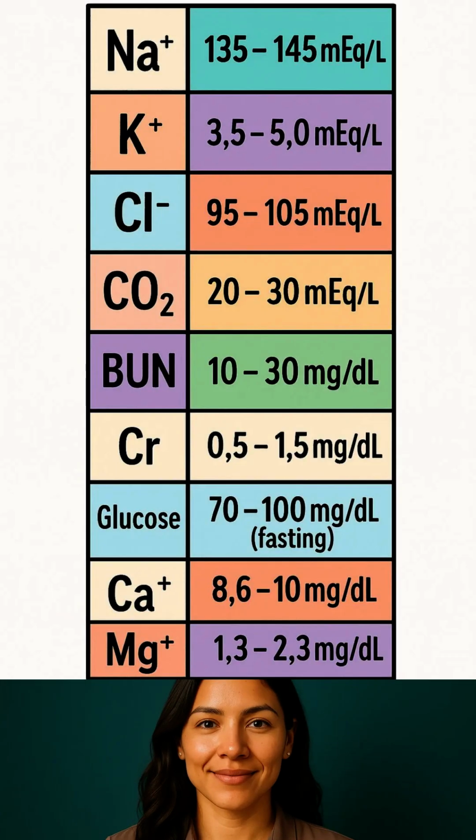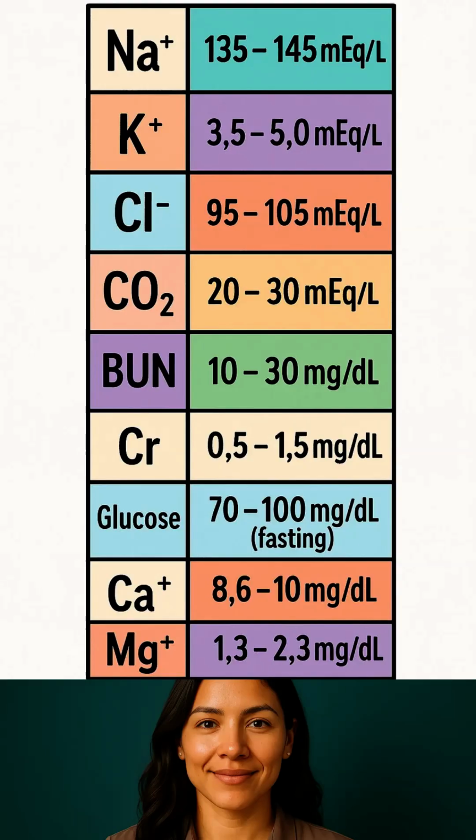Let's review the critical electrolyte normal ranges you'll need to know for the NCLEX. These values are essential for patient assessment. Sodium, 140-145. Potassium, 3.5-5. Calcium, 8.5-10 mg per dL. Magnesium, 1.5-2.5. Chloride, 98-108. Phosphate, 2.5 to 4.5 milligrams for adults.